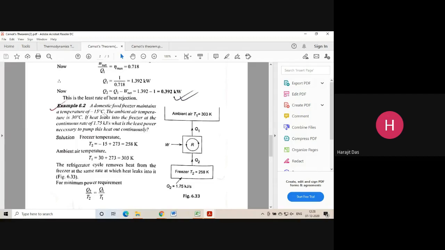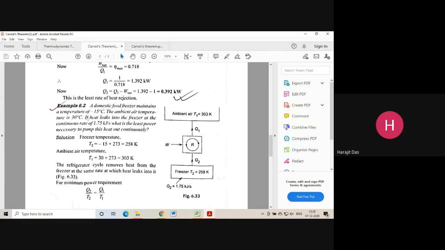What is given actually, this freezer temperature is given, so it is 258 Kelvin. Then the ambient temperature is given as 30 degrees, so 273 plus 30 you will get 303 Kelvin. Okay, so this is the diagram. So work has to be done, so Q2 amount of heat has to be rejected by this chamber to the engine. So this amount of heat it will be abstracting and it will be delivering Q1 amount of heat to the ambient, or to the surroundings.